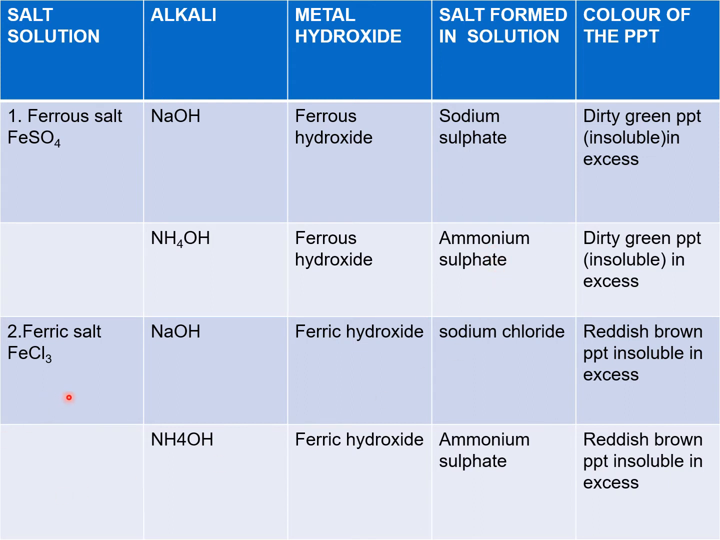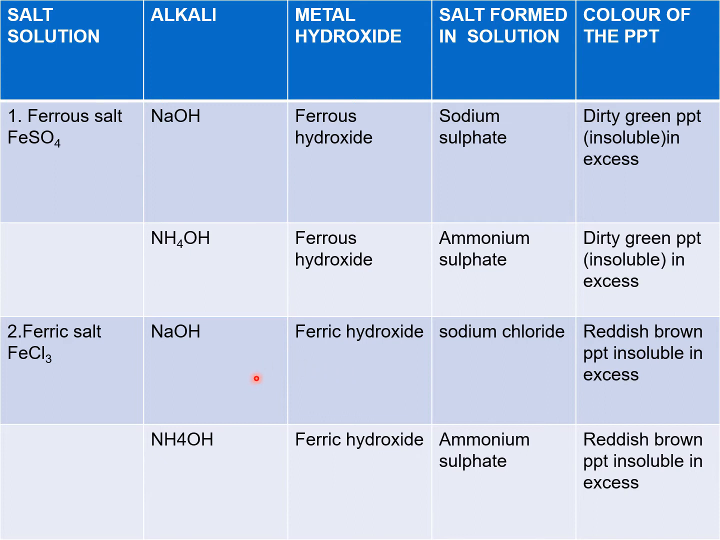Now, let me tell you regarding ferric salt. Let's add sodium hydroxide to ferric salt, ferric chloride or ferric sulfate, whatever it may be. Suppose it is ferric chloride, you will get ferric hydroxide. All hydroxides will be formed because we have added sodium hydroxide or ammonium hydroxide. So, we get metal hydroxides only, ferric hydroxide, which is a reddish brown PPT when added in little.